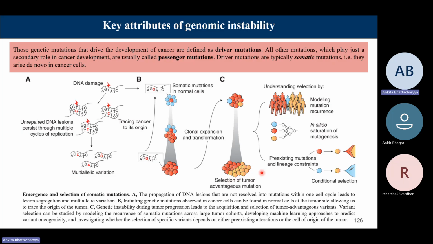So here you have a tumor advantageous population that has a particular advantage, and you can model this by modeling the mutation recurrence within a particular population. You can create that mutagenesis in silico, or you can look at pre-existing mutations and lineage constraints and then see how the tumor is gradually evolving. So all of these attributes are quite commonly studied and they're pretty well known.